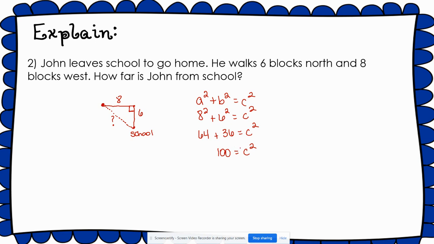So you're going to have to use the inverse of that, which is finding the square root of both sides of this equation. The square root of 100 is 10, so we have a solution that says 10 equals c. That means that John is 10 blocks from school.